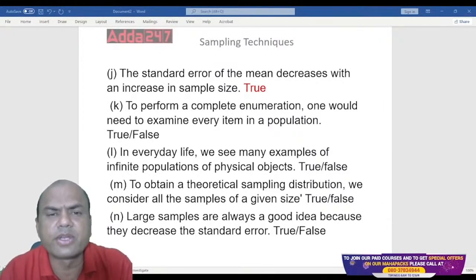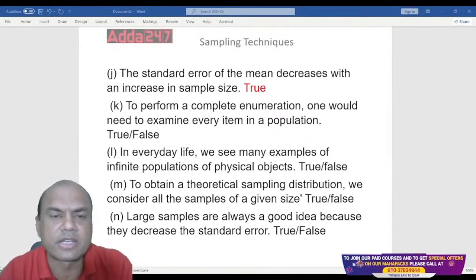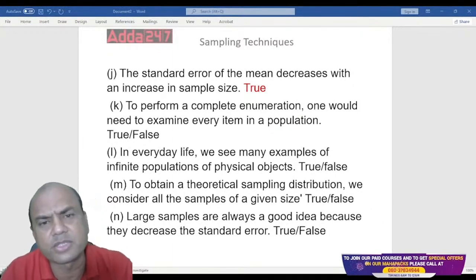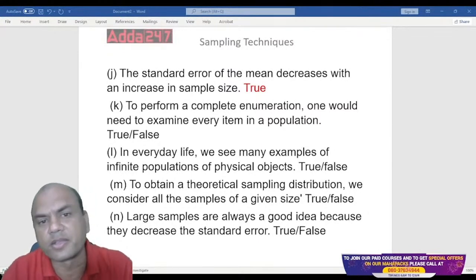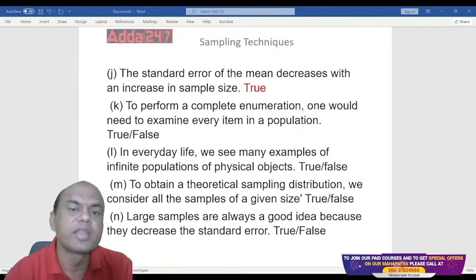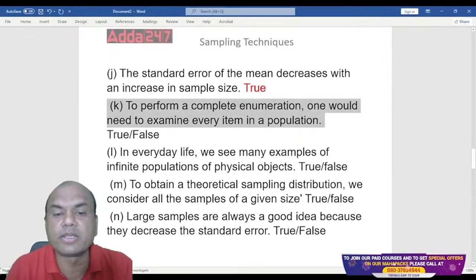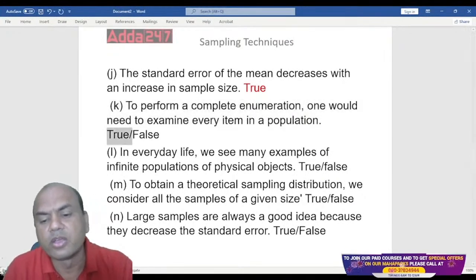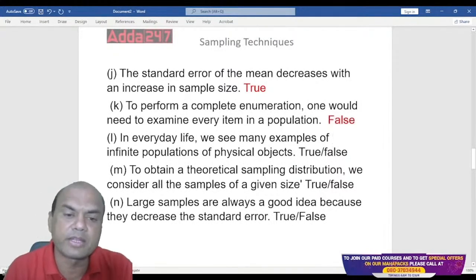What do we do in this? We take some representative samples. We'll take the samples in the 4 corners of the city, or some 10 samples from various corners of the city, and then we'll find out the average salary, right? So to perform the complete enumeration, one would need to examine every item in the population. That is false. You need not do the survey of each and every element.